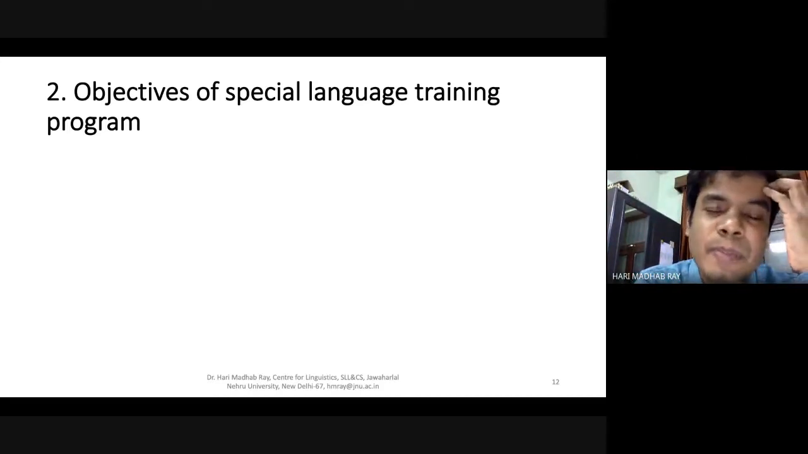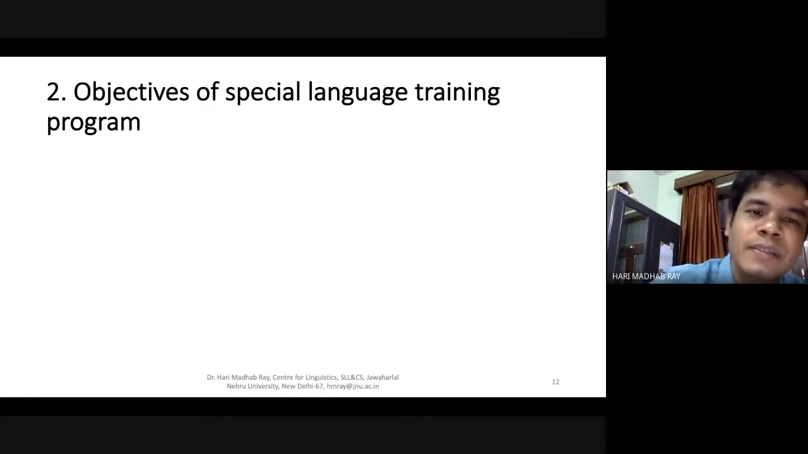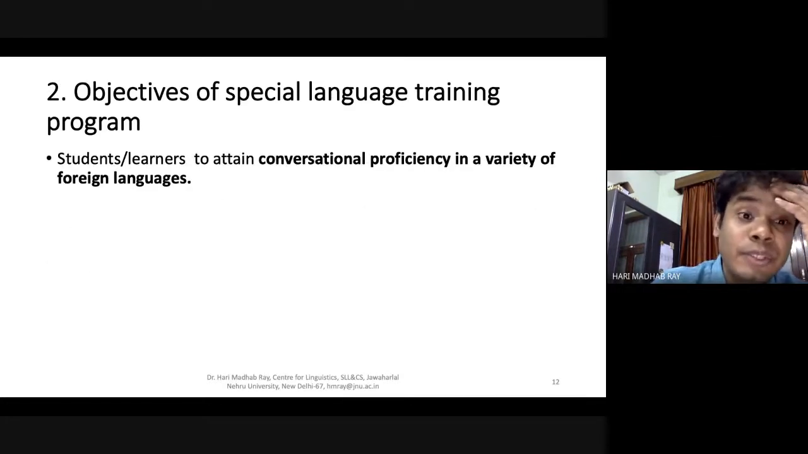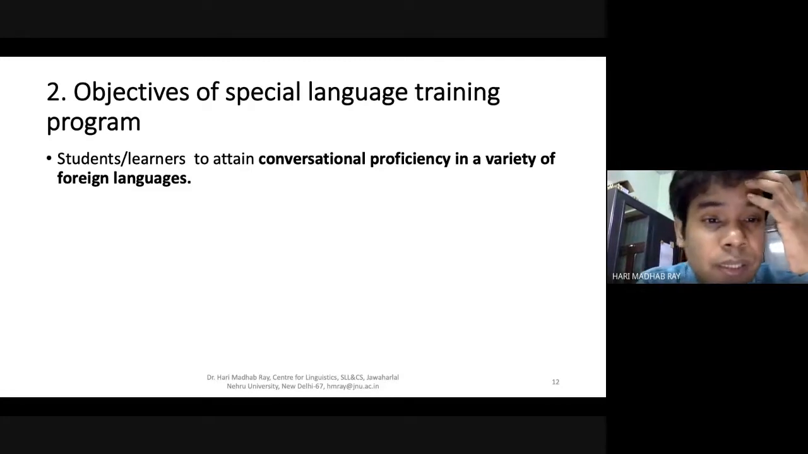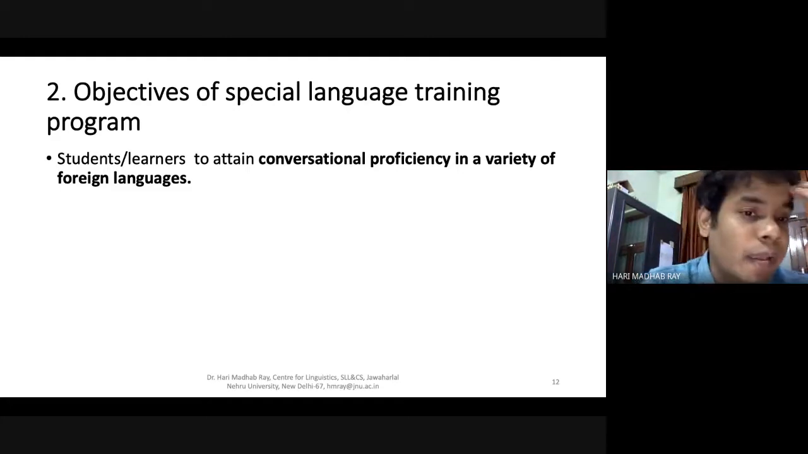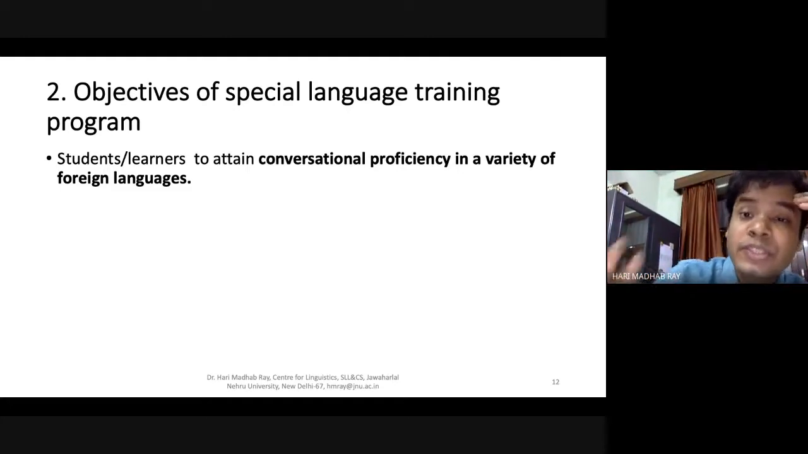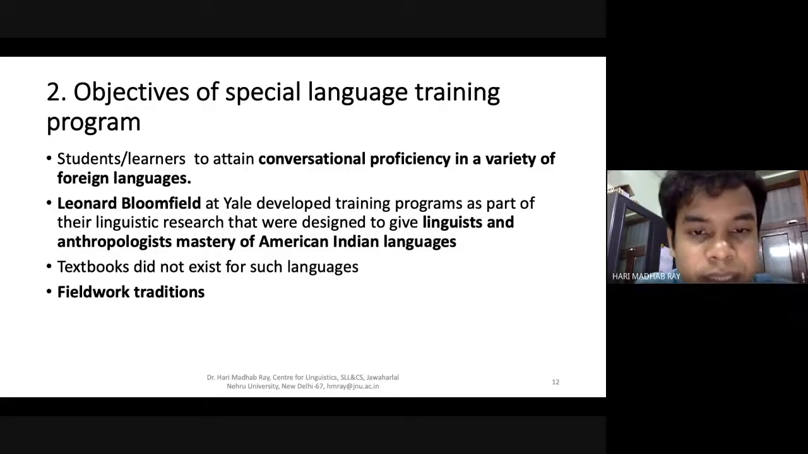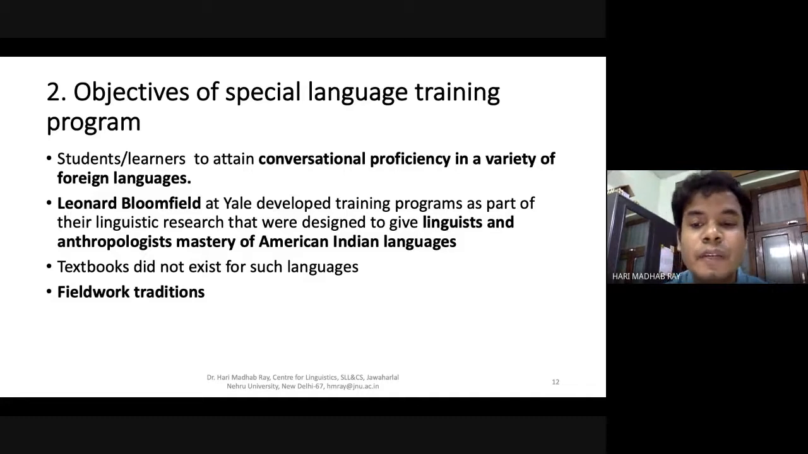Now maybe people may have different kinds of objectives, especially for language learning. So this is where the objectives of the special language training program, I was talking about Bloomfield, come in: students or learners were to attain conversational proficiency in a variety of foreign languages. And Leonard Bloomfield at Yale University developed training programs as part of the linguistic research that were designed to give linguists and anthropologists mastery of American Indian languages.